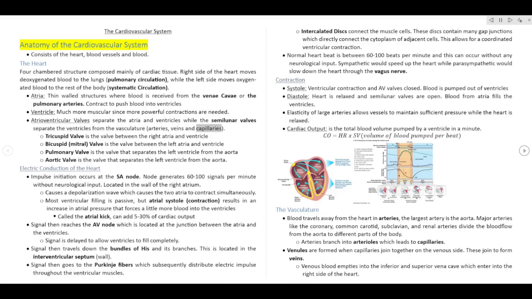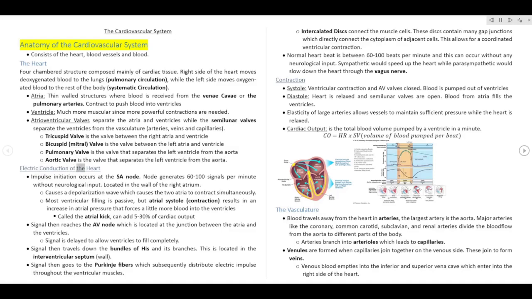capillaries. The tricuspid valve is the valve between the right atrium and ventricle. The bicuspid, or mitral, valve is the valve between the left atrium and ventricle. The pulmonary valve is the valve that separates the right ventricle from the pulmonary artery. The aortic valve is the valve that separates the left ventricle from the aorta.